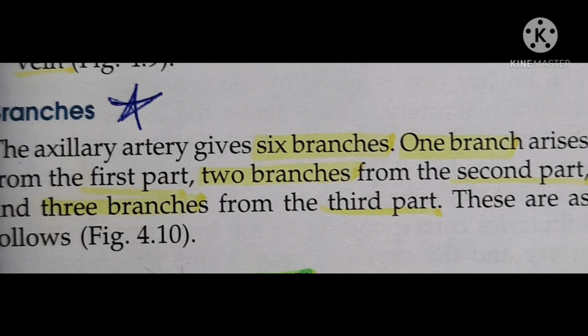Branches. The axillary artery gives 6 branches. One branch arises from the first part, 2 branches from the second part, and 3 branches from the third part. These are as follows.